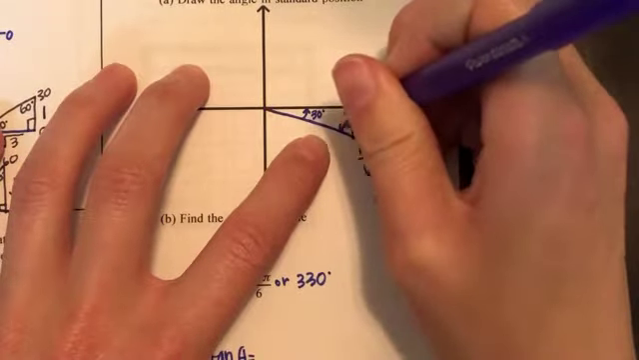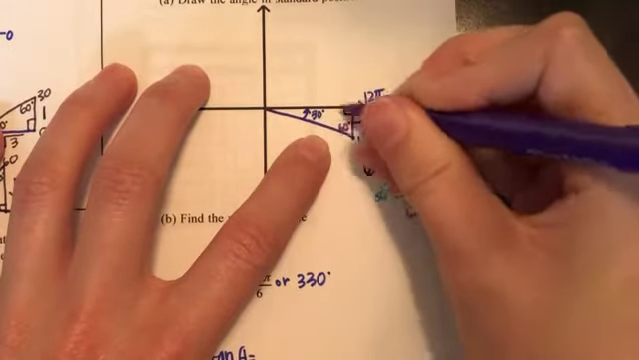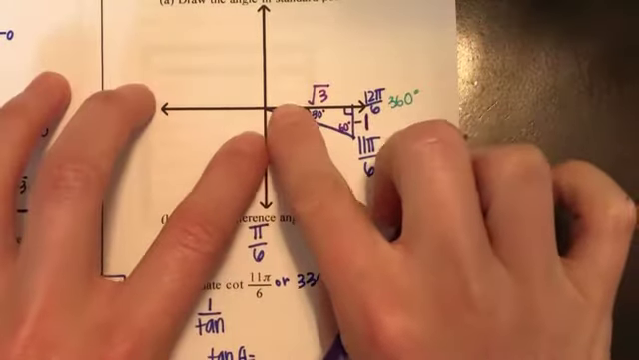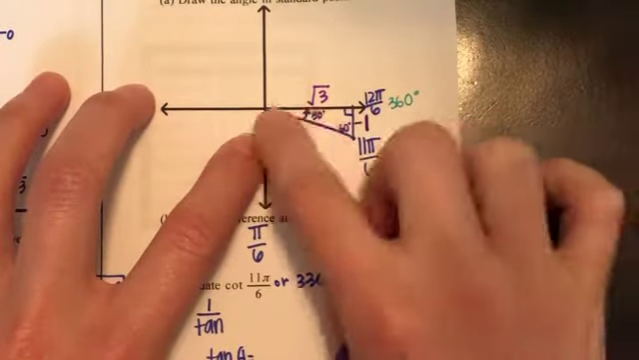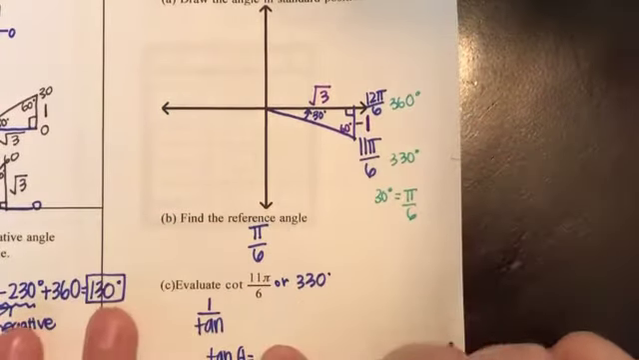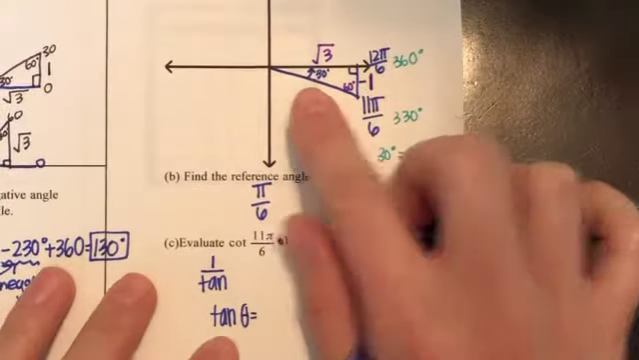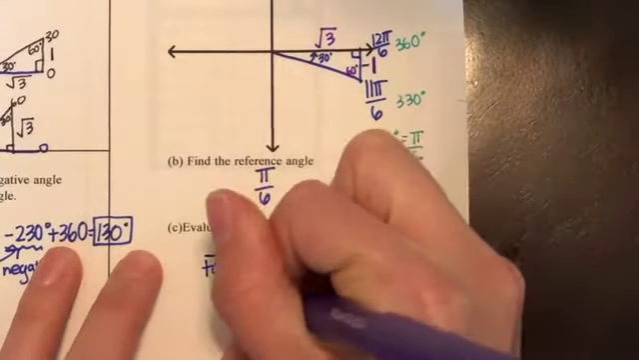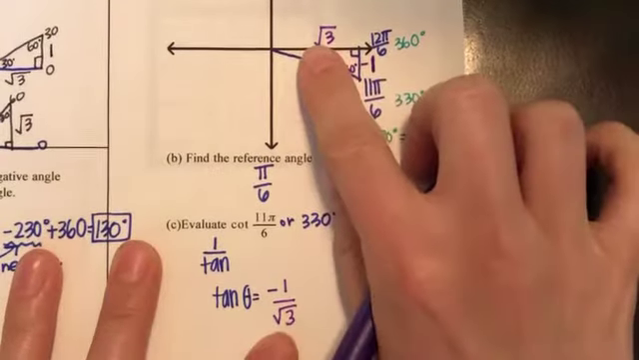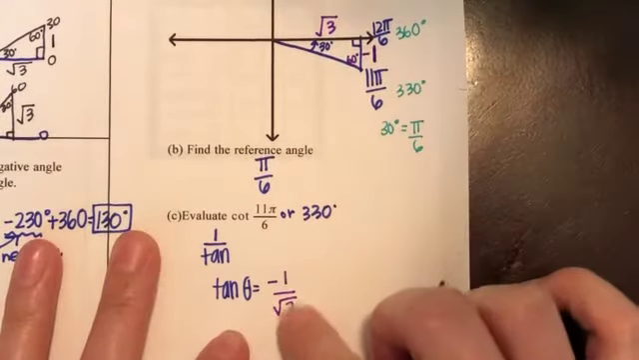And then this has to be a 60-degree angle, and across from the 60-degree angle is always square root 3. This is positive square root 3 because I'm going to the right on my adjacent side right here. So my tangent of this would be -1 over square root 3, because tangent means opposite over adjacent. So that would be tangent.